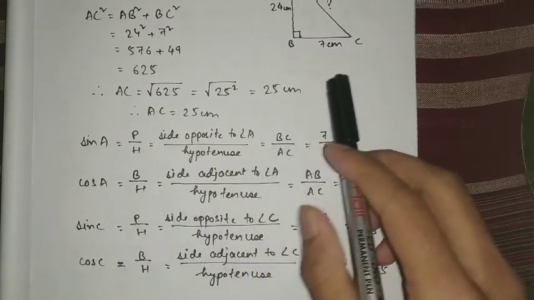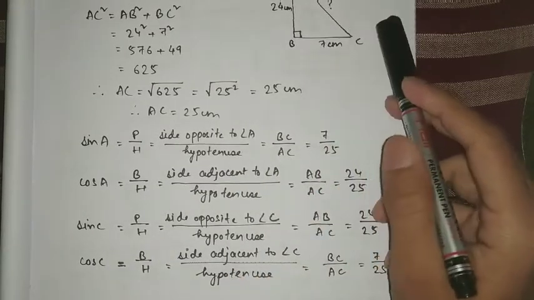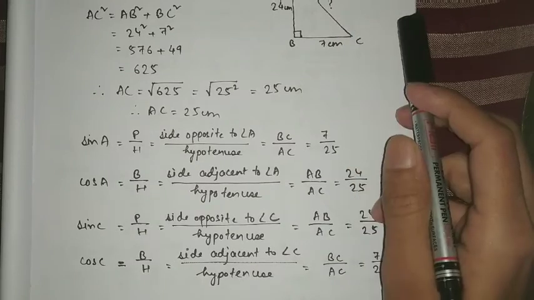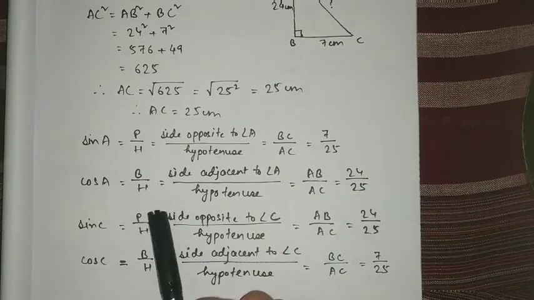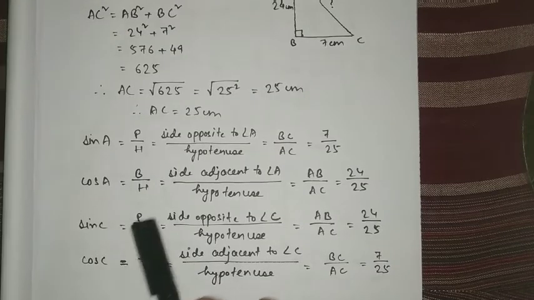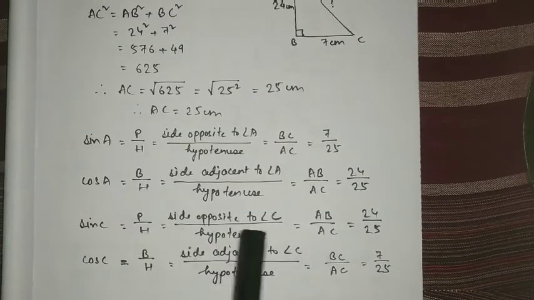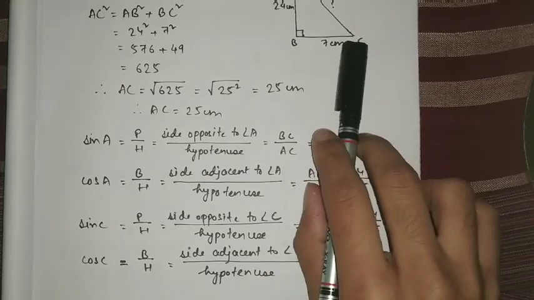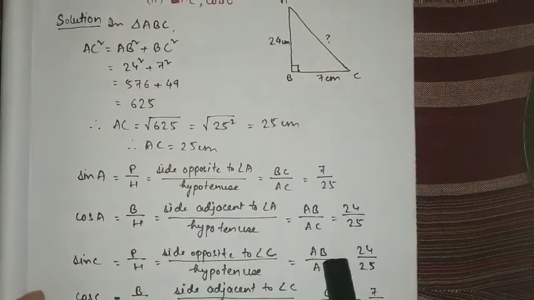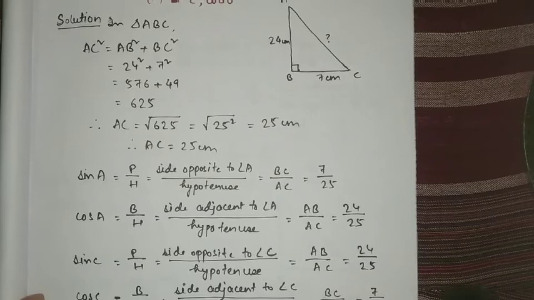Sine is nothing but perpendicular by hypotenuse. Now the perpendicular is the side opposite to angle C. The side opposite to angle C here is AB, and hypotenuse is AC.